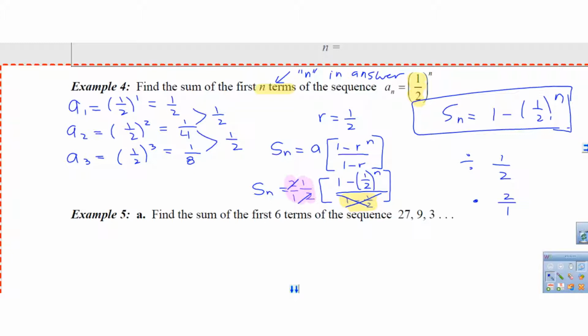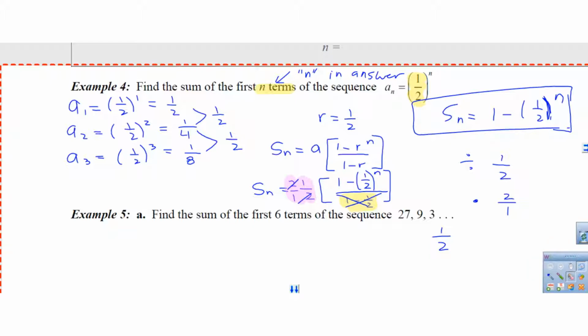Yes, honey? When you make it the 1/2 on the bottom, can't you just cancel with the 1/2 outside? You can't. I don't think you can, because the 1/2 is not technically on the top. The 1 is on the top and the 2 is on the bottom.